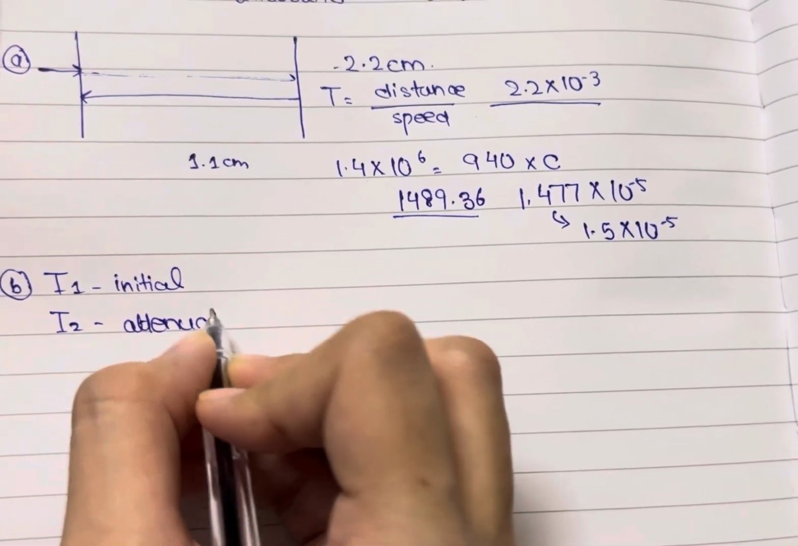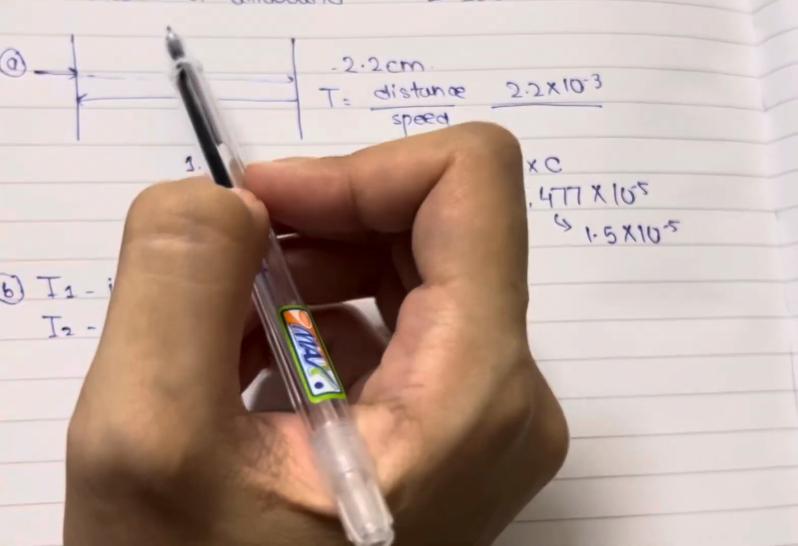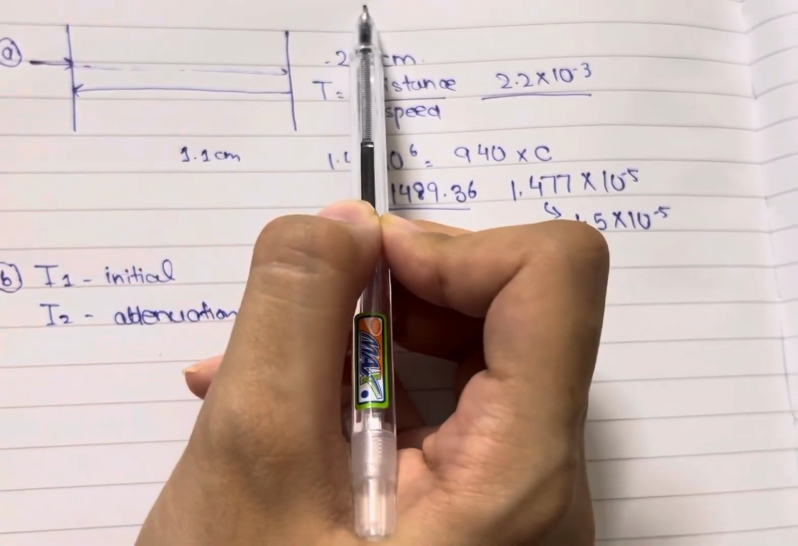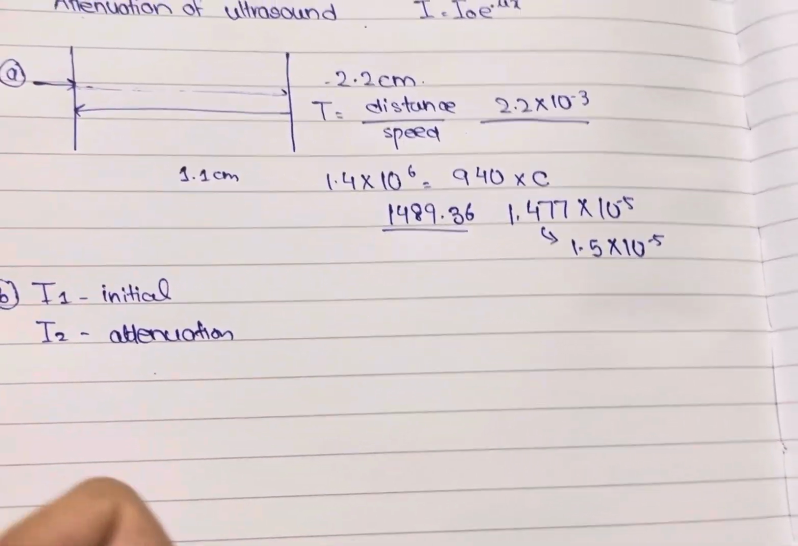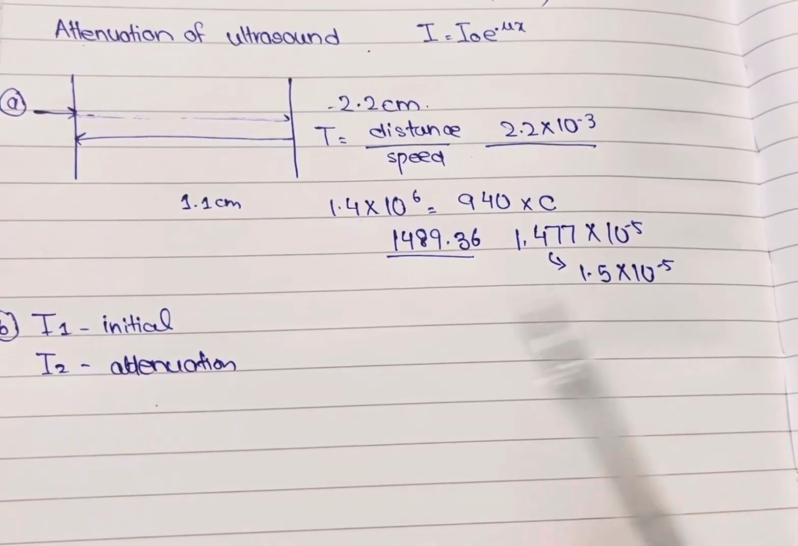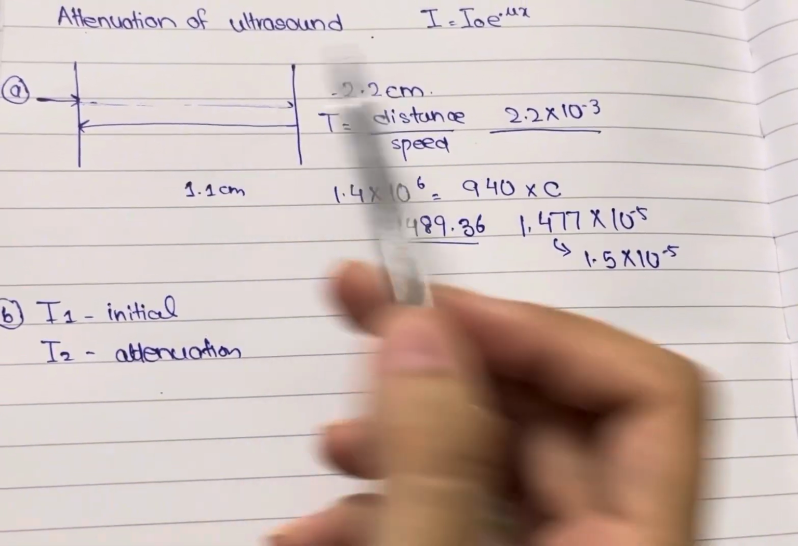So which formula out of these three best fits? That's going to be the attenuation of ultrasound, because it isn't reflecting at all. It started off at I1, it ended up at I2. That means it has lost some of its energy. That's going to be attenuation.